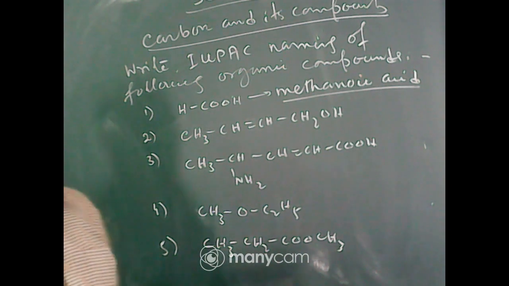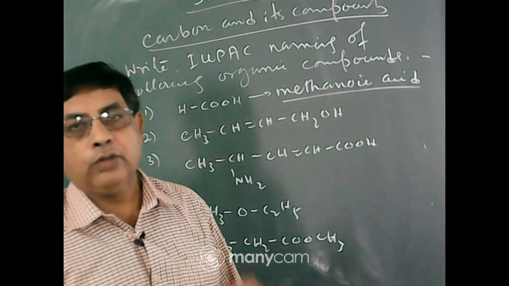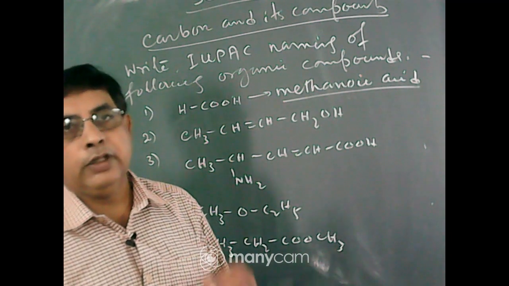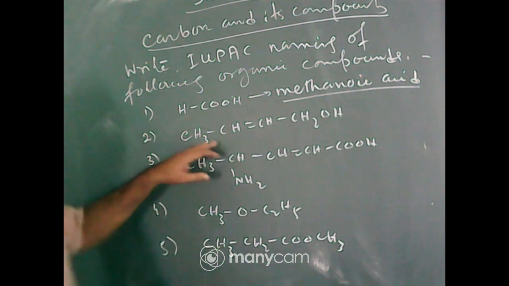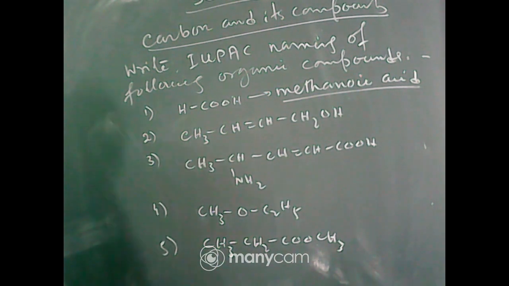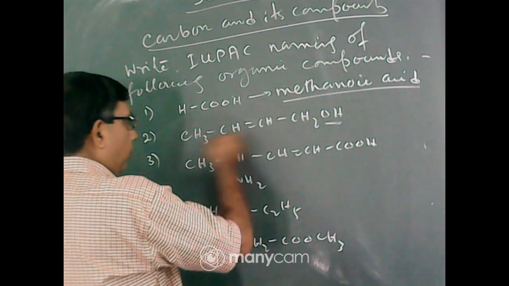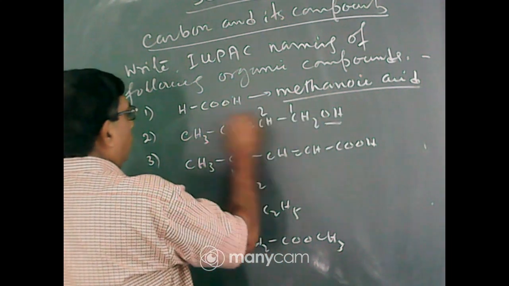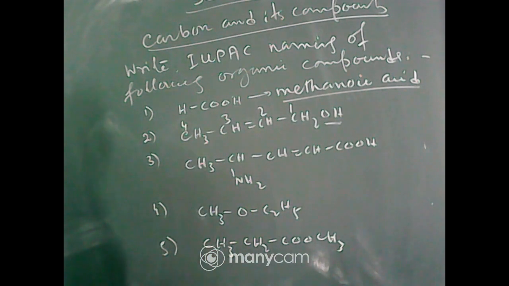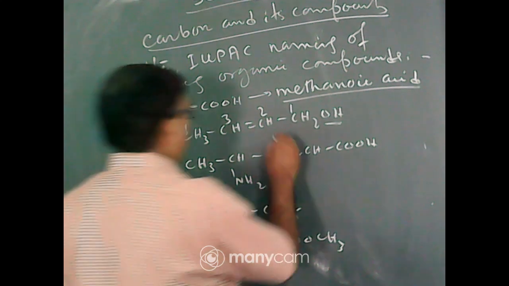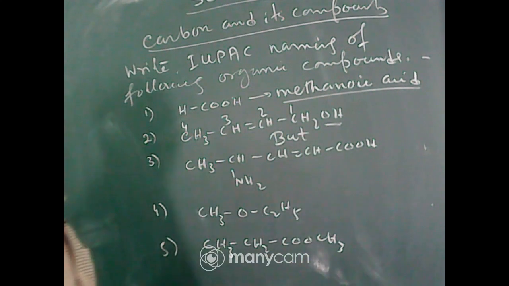Only 1 carbon, so root word is meth, and COOH group means oic group, so it is methanoic acid. Now this compound, CH3, CH double bond CH, CH2OH, what is the functional group? OH. So number from the functional group side. 1, 2, 3, 4. What should be the root word? The root word will be but, because 4 carbon means but.